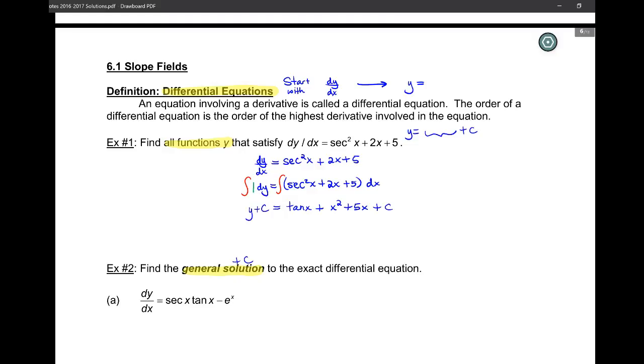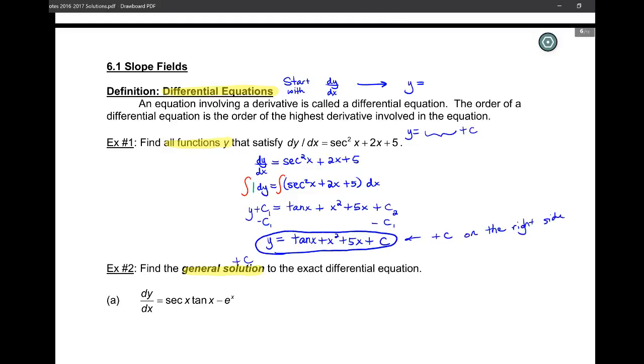Now technically there's a plus c on both sides, but keep in mind these plus c's are not necessarily the same thing. So I want to just make sure that I get my constant on one side. I'm solving for y equals. So I have tangent of x plus x squared plus 5x. Now c1 minus c2 is still just going to be some constant. So when we solve for this, we're always going to have the plus c on the right side of the equation. Just makes it easier. Plus we want to have it in the form of y equals and then whatever our function is going to be.